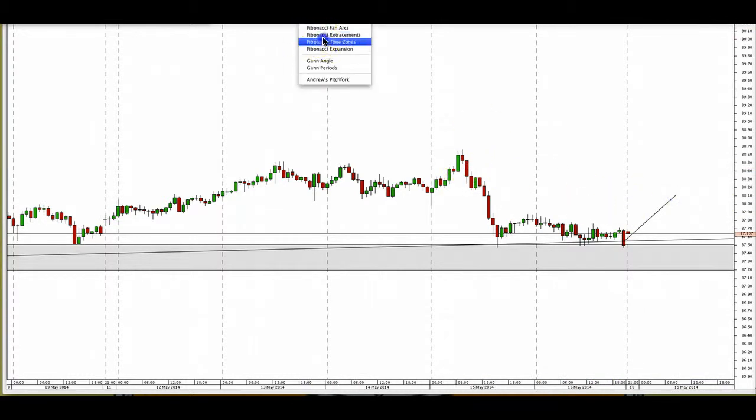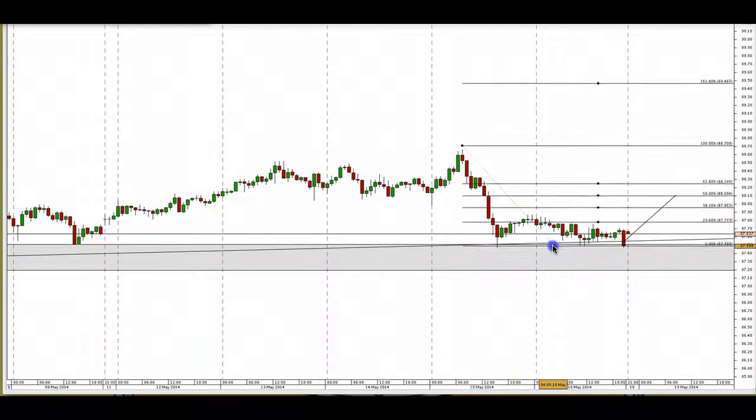Let's throw in that fib level. Swing high to swing low. So if price jumps up to these areas of resistance, then we're looking to sell on Tuesday. So let's see what happens.